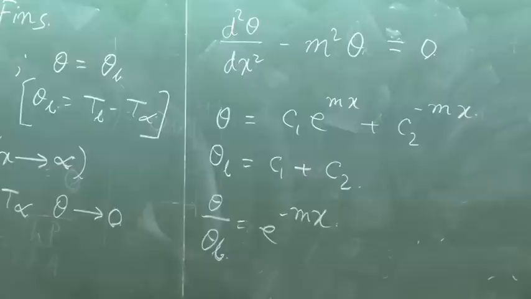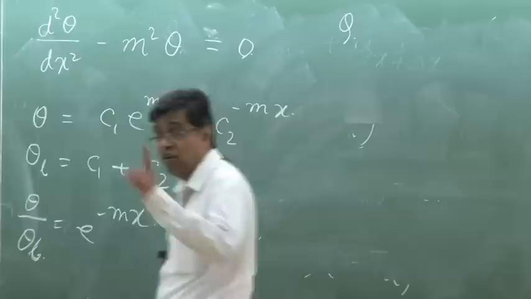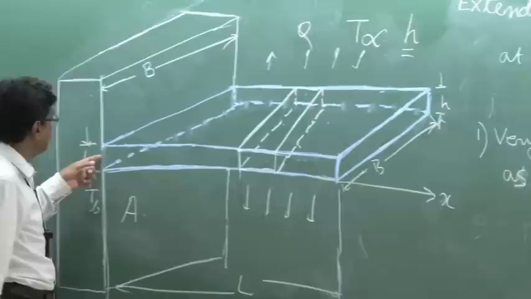So what is the value of q? Now q means what? Try to understand. Q at every section is changing. What happens? Again, try to understand this.